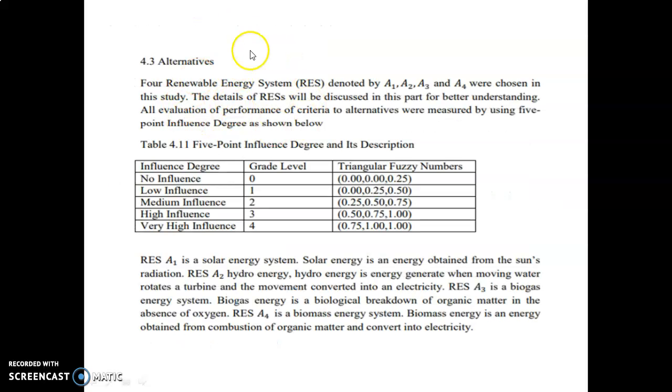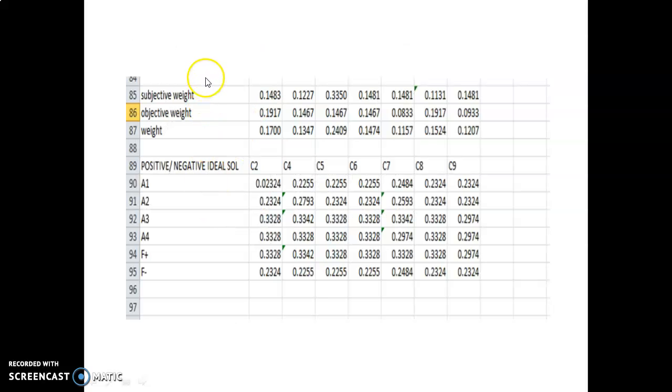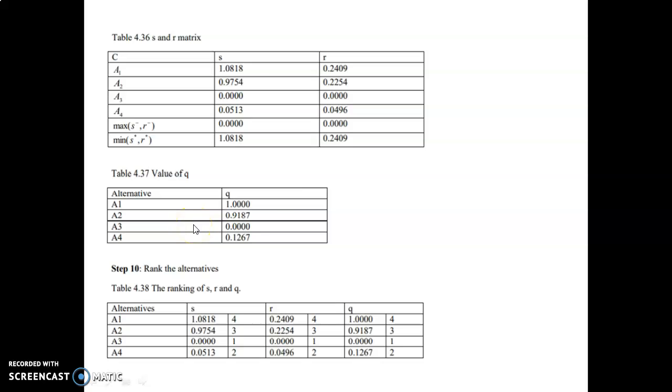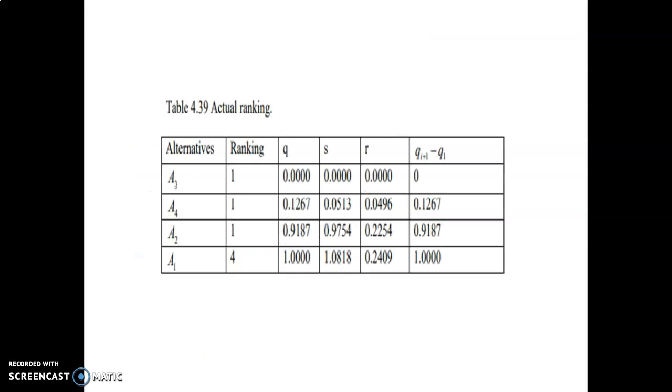For VIKOR, here is the result from the questionnaire, set 1, linguistic part, and aggregated direct relation matrix, then transform to the crisp matrix, find subjective and objective weight, then find the weight. This is the result for the positive and negative ideal solution. Result S, R, and Q. Check whether it passes condition 1 or not. Since alternative 2 does not fulfill condition 1, test again with another alternative. We find that alternative 3 is more than 1 over 3, so 3 is the least number to fulfill condition 1. Condition 2 is fulfilled. Here is the actual ranking.